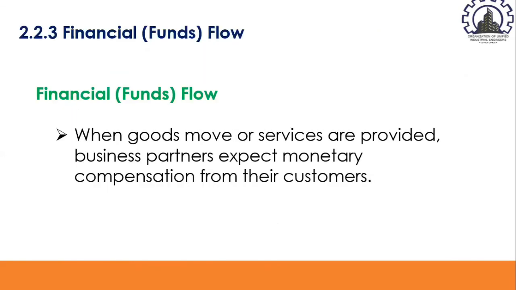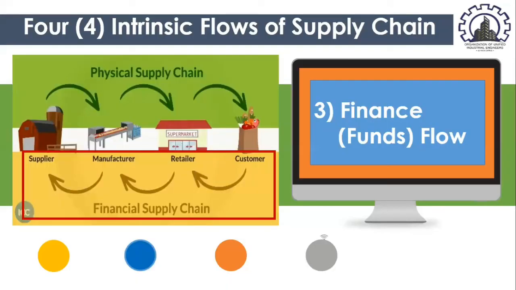And the next intrinsic flow of the supply chain would be the financial or funds flow. When goods move or services are provided, business partners expect monetary compensation from their customers. In other words, as you can see in our illustration, funds need to flow in order to support the movement of goods and services from their origins to their final delivery to the end user and vice versa.